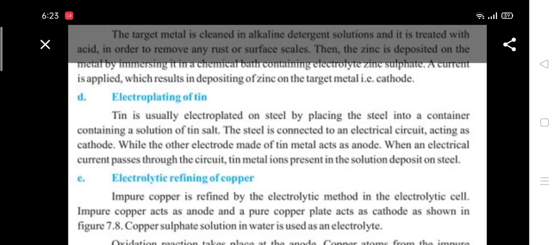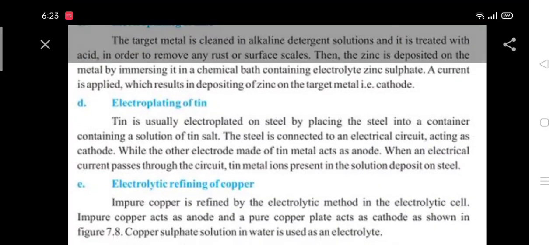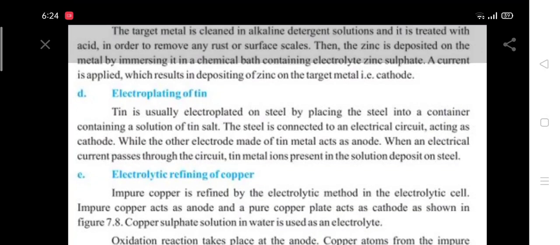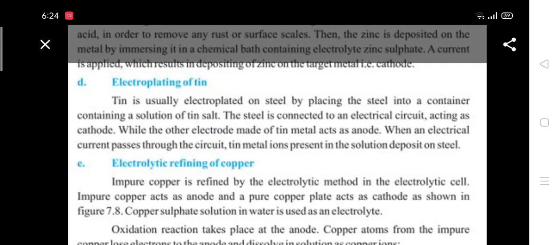Similarly, electroplating of tin is also the same. This is usually electroplated on steel, by placing the steel into a container containing a solution of tin salt, and the steel is connected to an electrical circuit acting as a cathode. In this electroplating of tin, steel acts as a cathode and tin acts as an anode, and we dip the cathode and anode in the salt solution of tin, and we will apply electricity. The procedure is the same as we discussed with zinc.